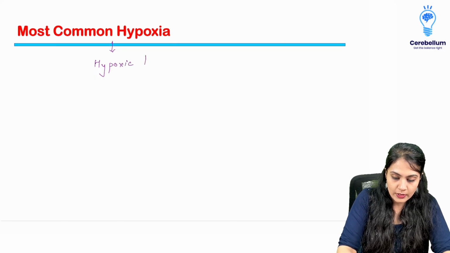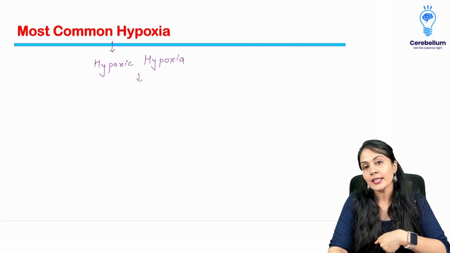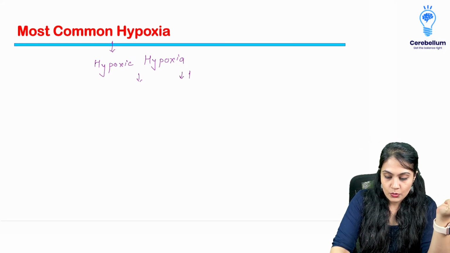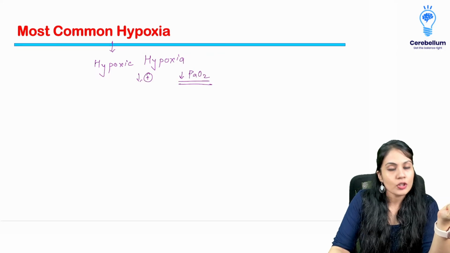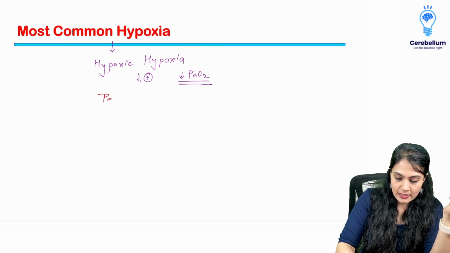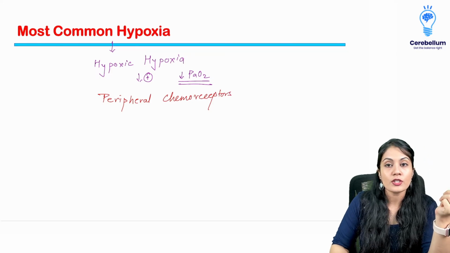How the body deals with this. If the person is suffering from hypoxic hypoxia, what will happen? Hypoxia means decreased PaO2 is going to be there, right? And because of that, the peripheral chemoreceptors will be stimulated, right? We know glomus type 1 cells. So peripheral chemoreceptors are going to be stimulated.